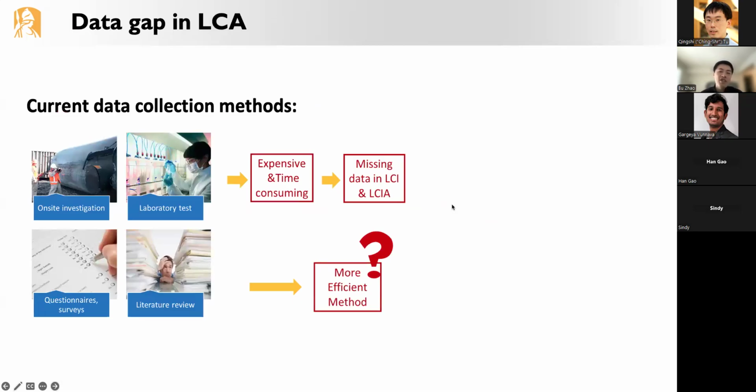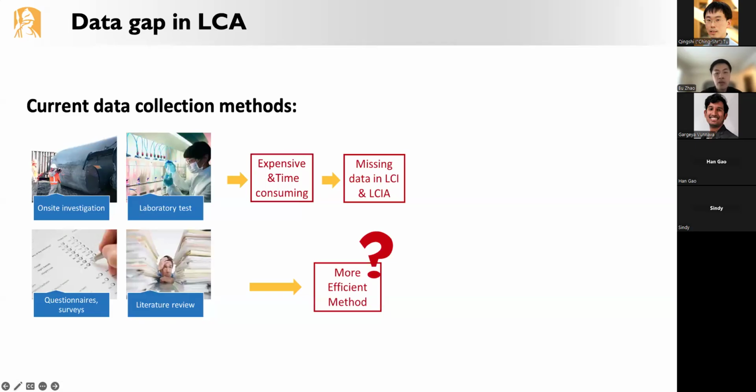However, the collection of data in LCA studies is often a major challenge. Traditionally, the data collection methods include on-site investigation of manufacturing processes and laboratory tests, which are quite time-consuming and expensive for collecting first-hand data. We can also try to collect some LCA data through surveys or questionnaires to industry companies, but due to confidentiality concerns, not all the data can be collected this way.